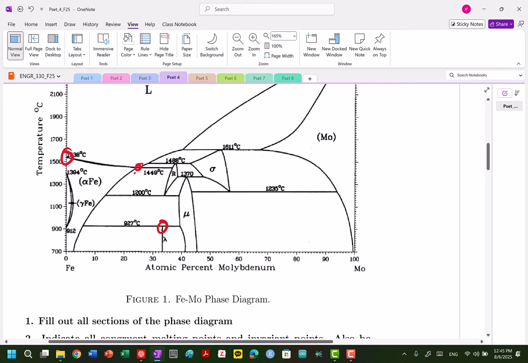This is a solid to a two-phase solid here, so that's a eutectoid. This is a solid plus another solid to a single-phase solid, so that's another peritectoid. This is a liquid plus a solid to a new solid, so that's a peritectic. This is also a peritectic right here. Those are just conventions. Solid to another two-phase solid, that's a eutectoid right here. And that's pretty much it.